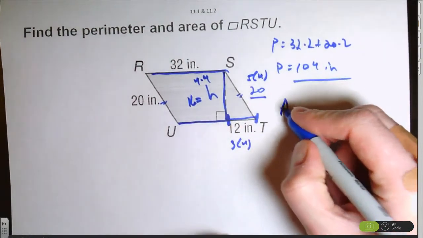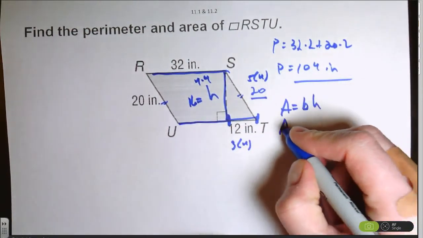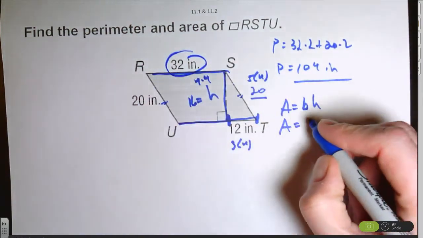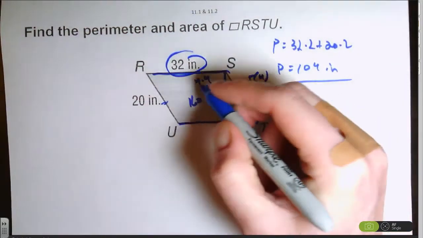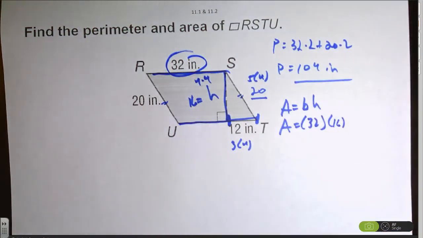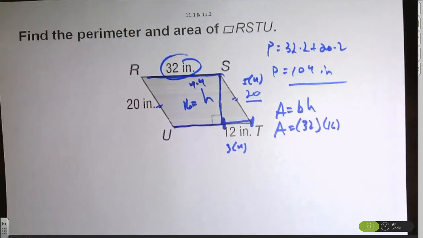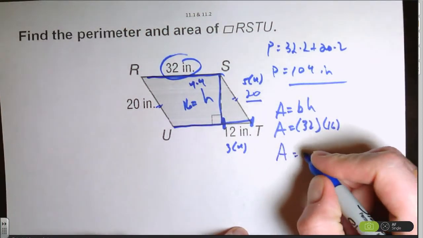So area will be base times height. Area is then base, which is the 32 all the way across. The height is 16. So that's going to be 256 times 2, which is 512. But just to make sure I'm doing that mental math correctly, I'll get my calculator out. 32 times 16, 512, yeah, 512 square inches.